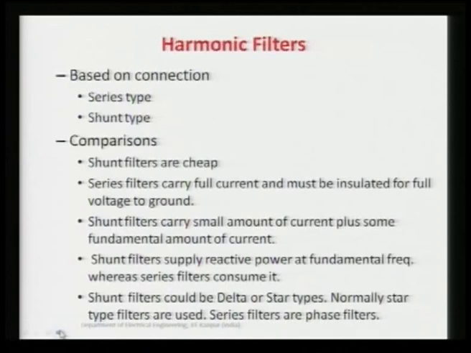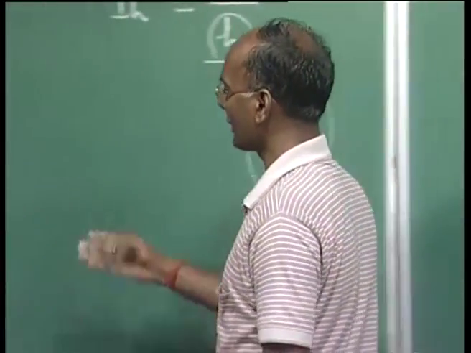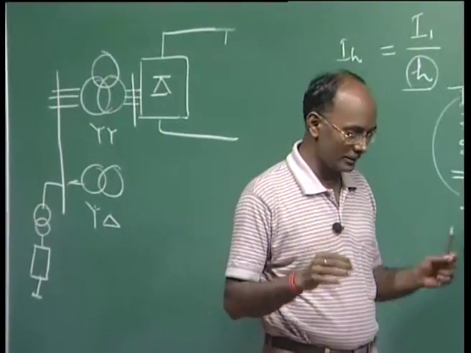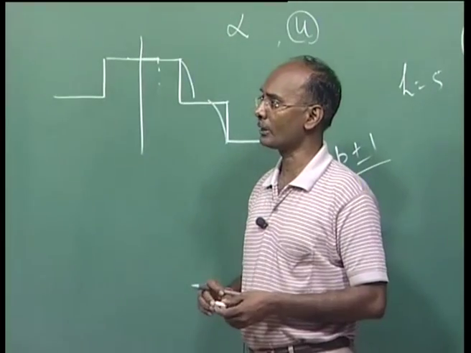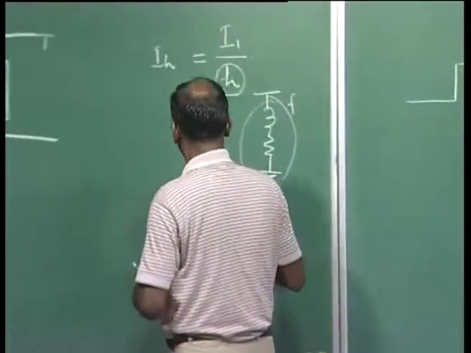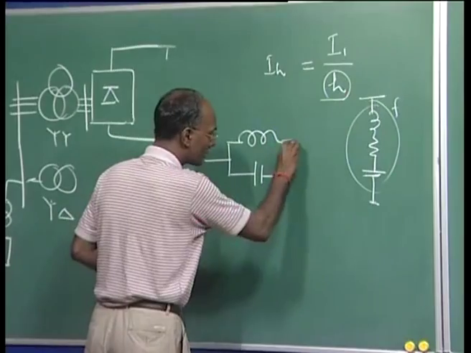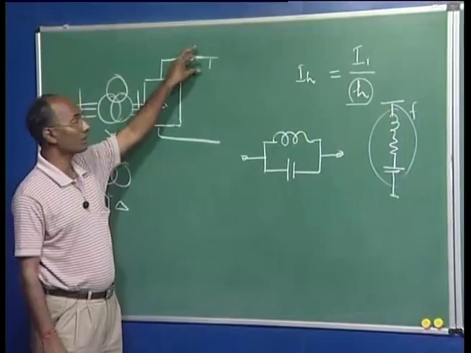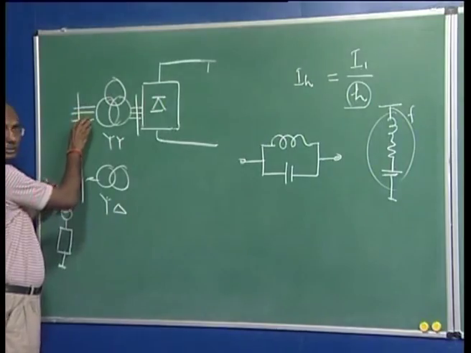Now another criterion is based on the type of connection. Here every time I am showing this just like a shunt. So based on the connection, our filters can be classified into 2 types. One is your series type, another is your shunt type. Series type as usual: here this is your inductor, this will be a capacitor, and this is put in the line. So if you are putting it here, this is your series. This side also you can put it in each of the lines.